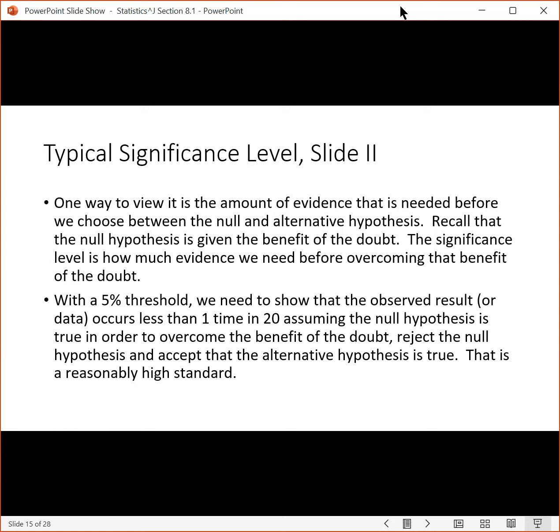Now, can you have 1% significance levels? Yes, you can. Under certain circumstances, you can use a 1%. Sometimes you see as high as 10%. That's usually the range, between 1 and 10%, and 5% is the norm.